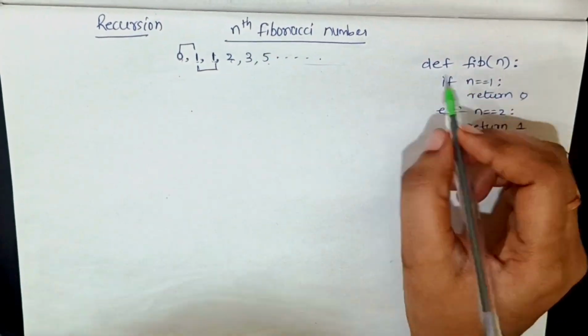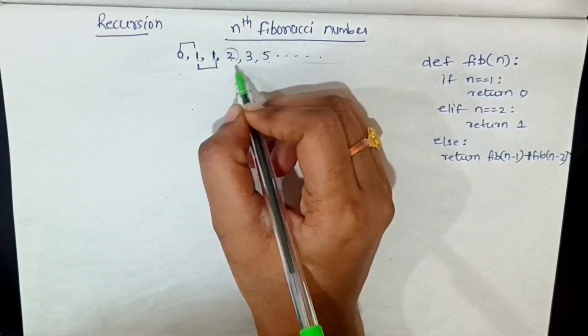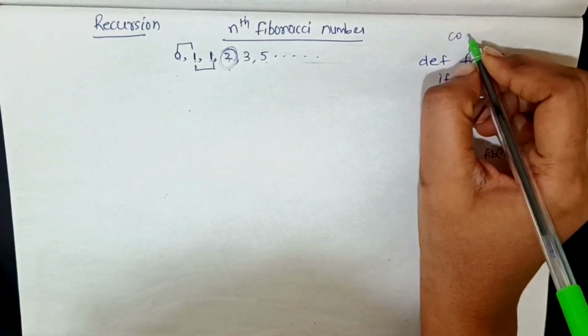In this we have to find the nth number. For example, if I want the fourth number in this series, the fourth number is 2, so I should get an output of 2. Let's look at the code.